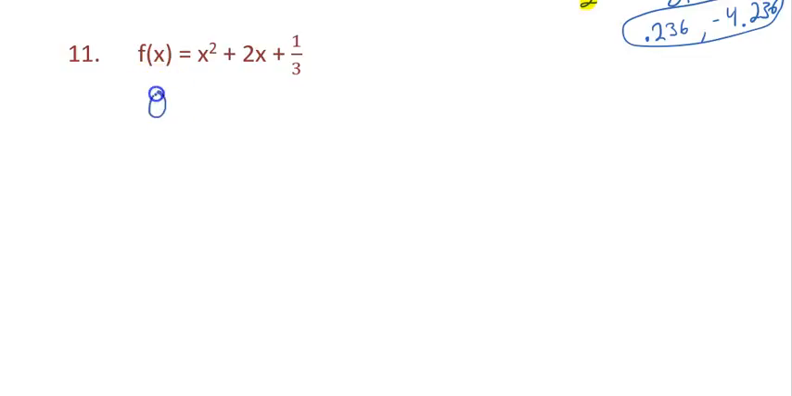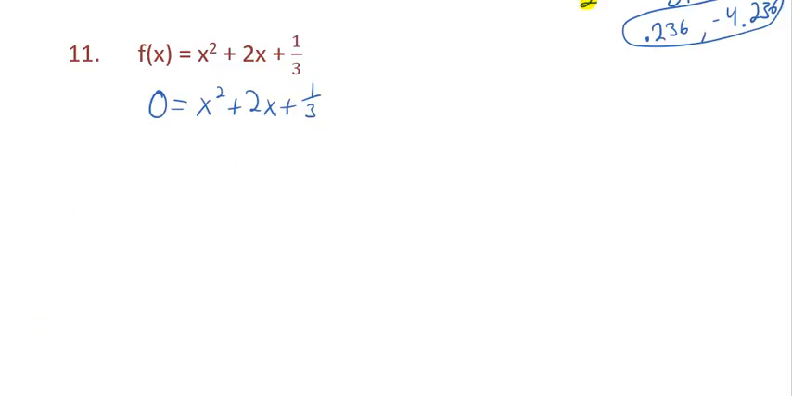Okay, so for number 11, when I look at this one, because that 1/3 is there, that's going to make factoring hard to think about, quadratic formula hard to think about. So I'm going to graph this one in my calculator.